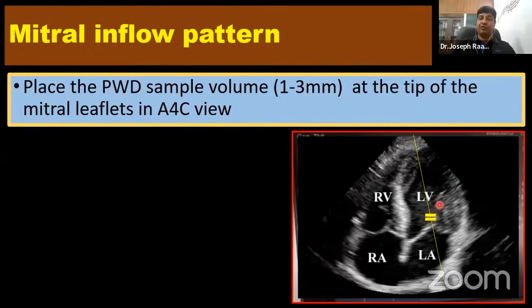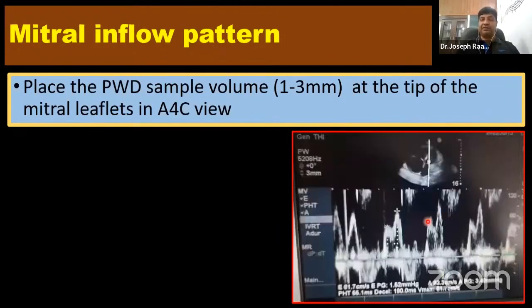To do that, what should we know? We know that Doppler is employed to analyze velocity studies. We have two different types of Doppler: one is the pulse wave Doppler, the other is the continuous wave Doppler. If you want to study the Doppler at one particular area, then we should employ the pulse wave Doppler. But the limitation is that it can analyze only limited velocity. If the velocity increases, then we have to go for the continuous wave Doppler. For mitral inflow patterns, we need to use the pulse wave Doppler.